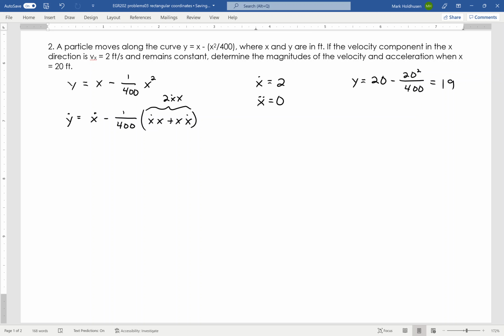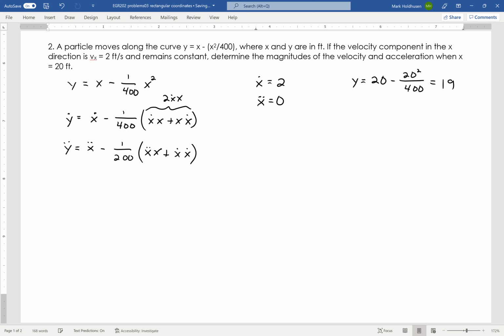So then from that I can take a second time derivative, y double dot, that goes to x double dot minus 1 over 400 times, now this will be 2, so I'm going to pull that 2 out. That'll make this 200 there, and then I'm going to have x double dot x plus x dot times x dot, like so.